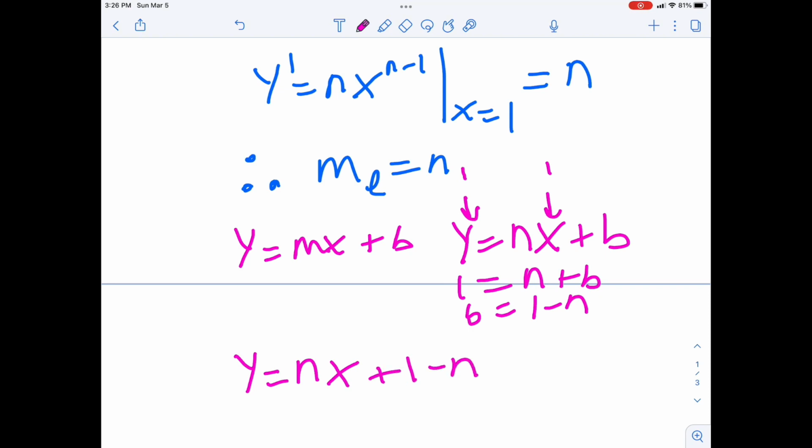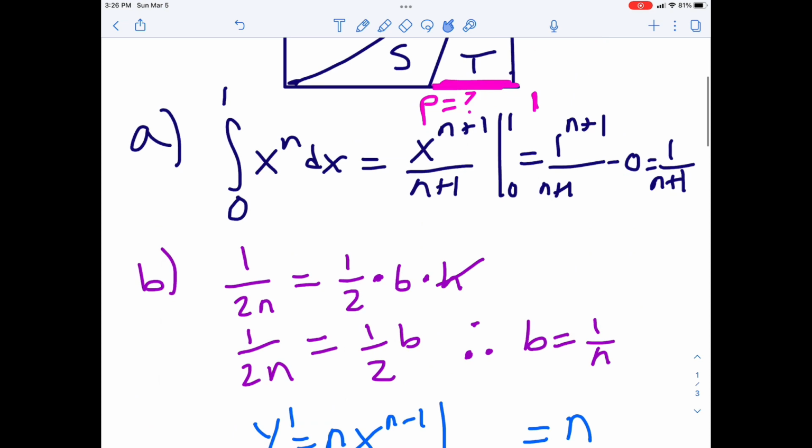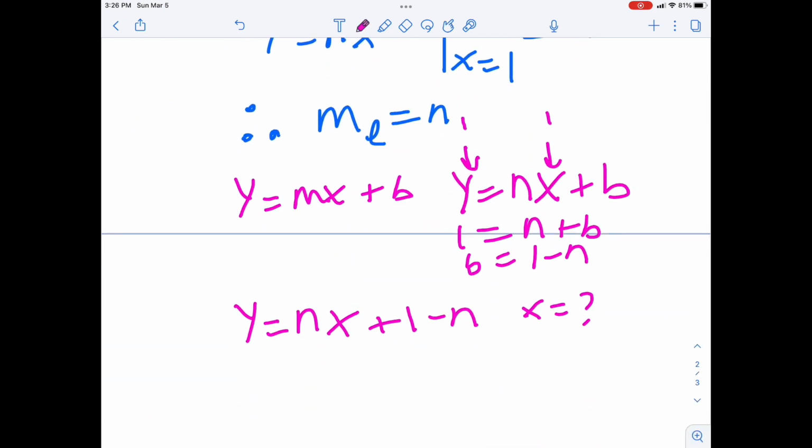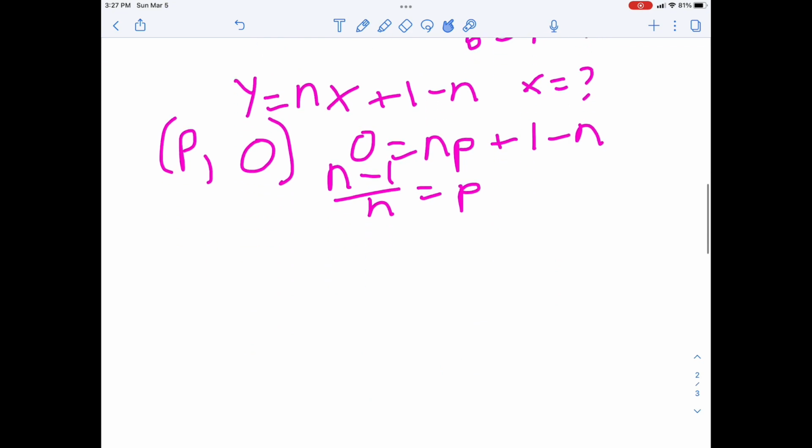But we want to know what x equals at this point because by solving for this x value, that's really the point p that we're looking for. So I'm going to say that when y equals 0, x is p, so we're going to use the point (p, 0). So I'm going to say 0 equals n times p plus 1 minus n. So to solve for p, I'm going to rearrange this so I get (n minus 1) divided by n equals point p. So that's our point.